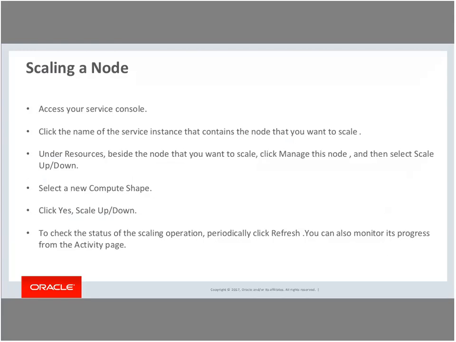Access the service console. Again, here is the series of steps for how we can do a scale up or down operation on a node, on a Java Cloud Service node. Select resources beside the node that you want to scale, manage the node, and then select up or down. I'll show you this as part of the demo.